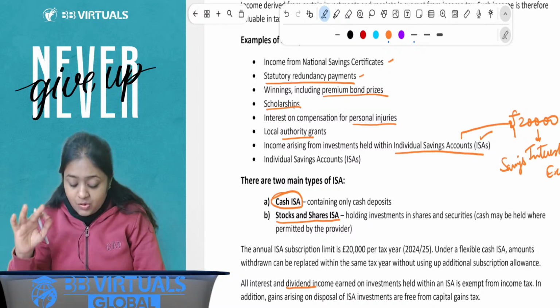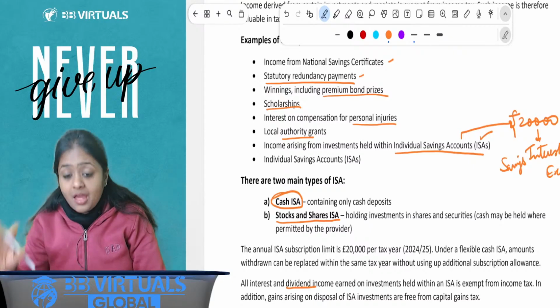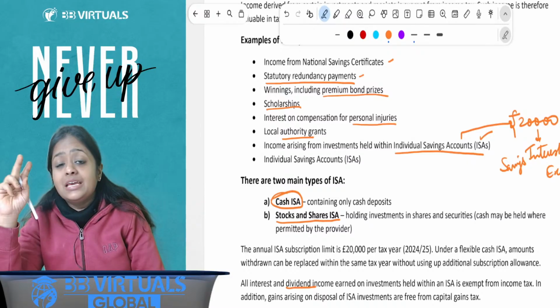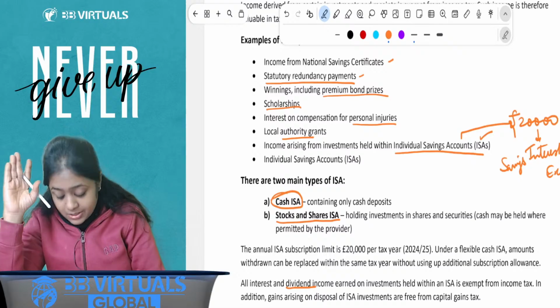Clear? So this is known as an individual savings account, which we call ISA. We have two types of ISA. One is the cash ISA and the other is the stocks and shares ISA. I hope I'm absolutely crystal clear on it.